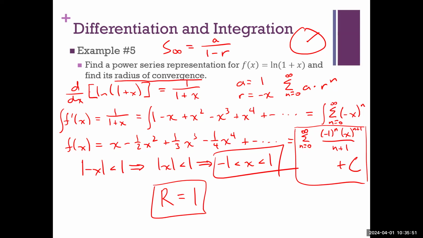What's the center x value for which this thing converges? 0. How far can I be from 0 and still converge? 1. So that's the radius. It's basically how far from the center of your interval you still get convergence. But yeah, that's essentially what the radius is.